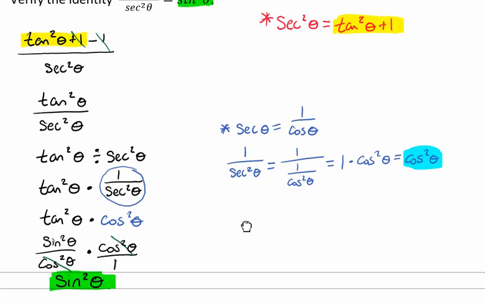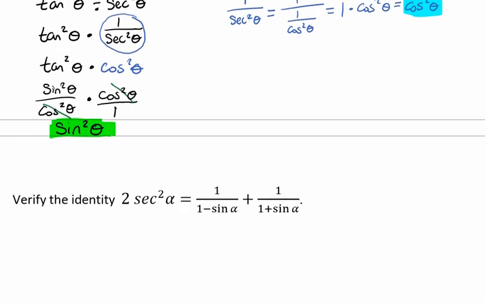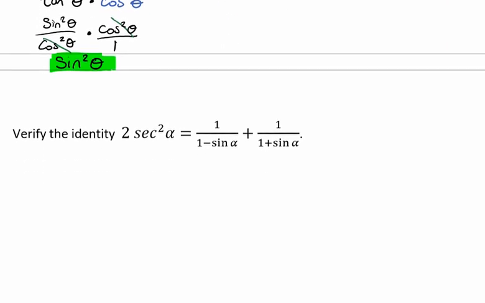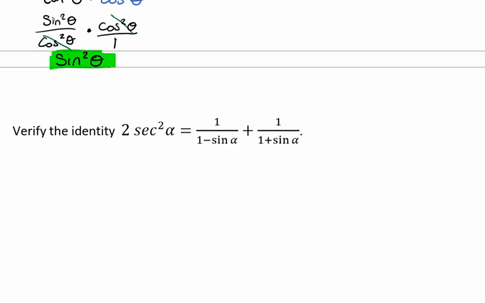Let's look at another example together. Here, we'll verify the identity that 2 times the secant squared of alpha equals 1 divided by 1 minus the sine of alpha plus 1 divided by 1 plus the sine of alpha. So we're going to try and get this one as our final. So we're going to work with this side right here. So let's start by rewriting that.